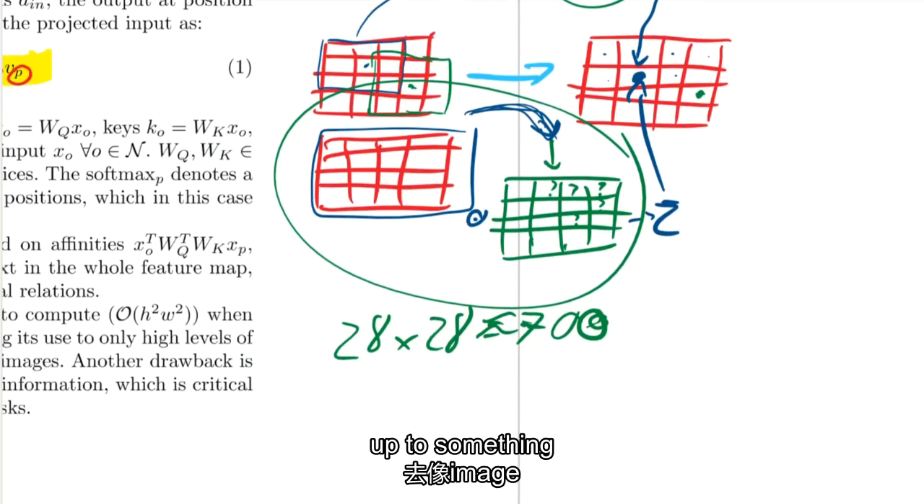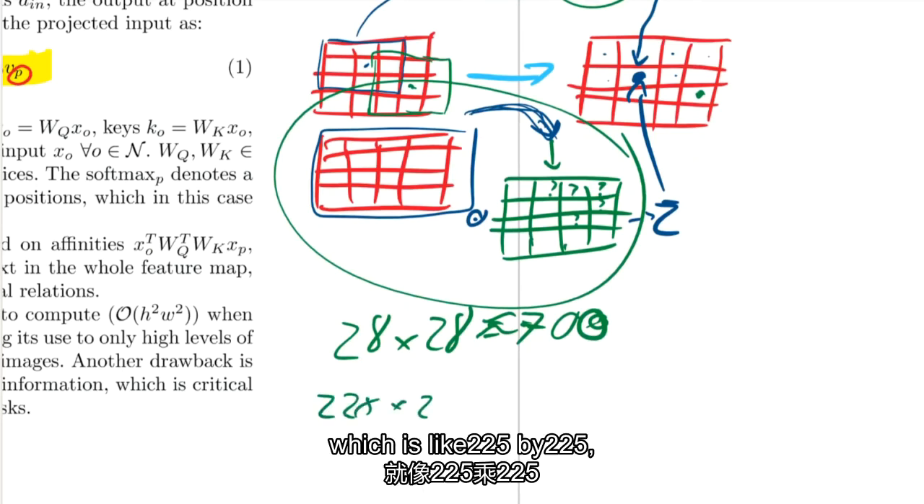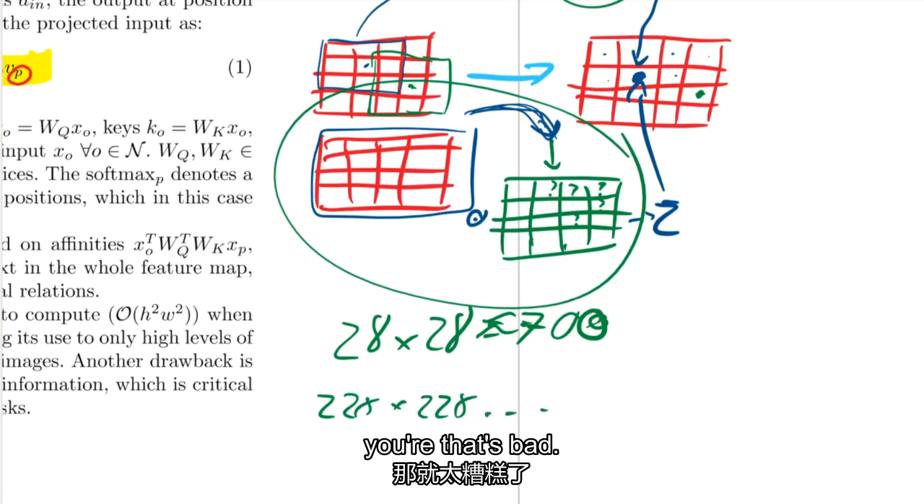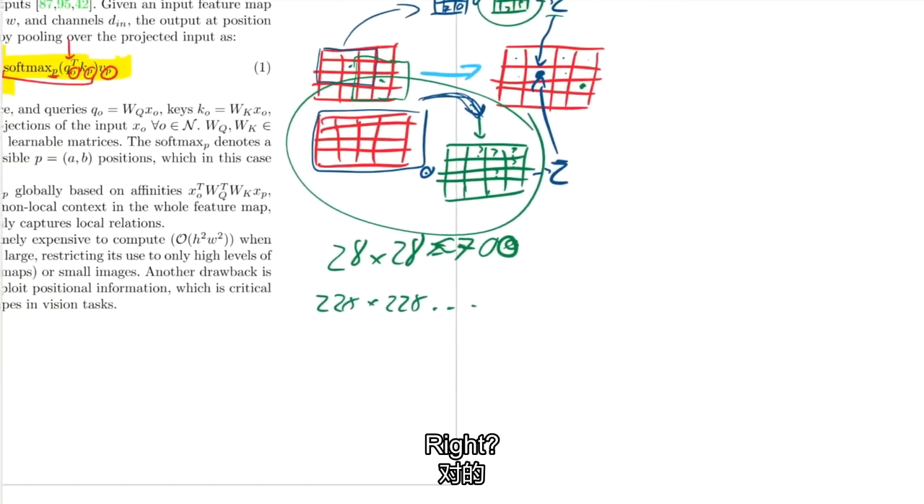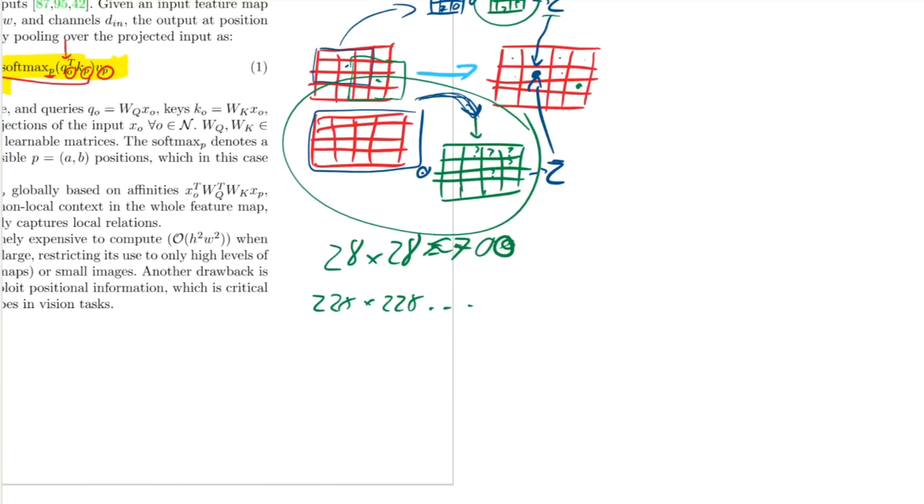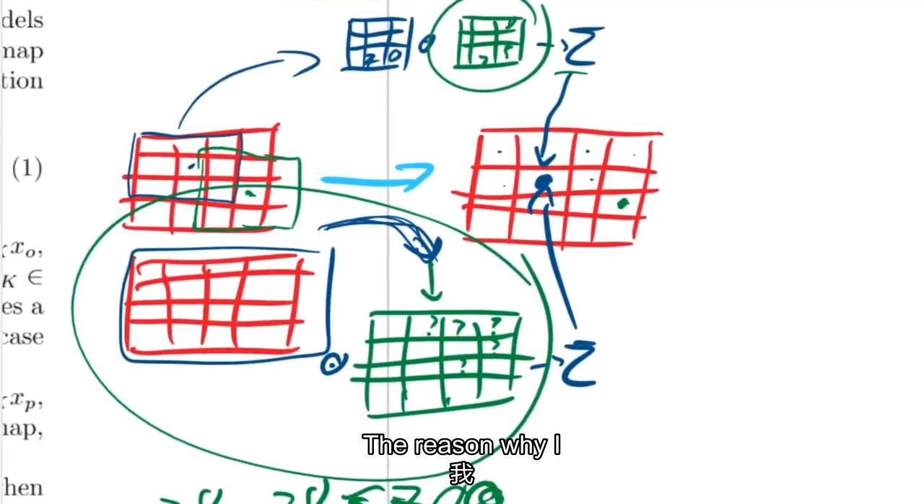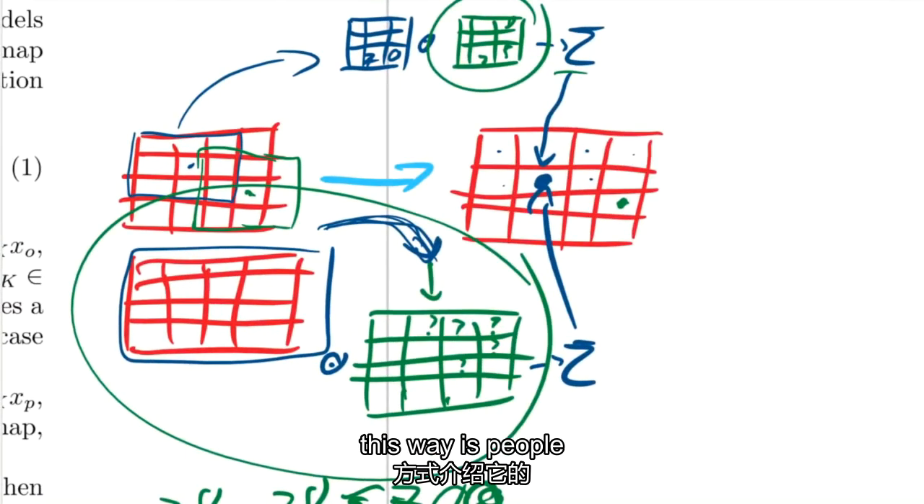So already with MNIST, you're in pretty shady territory. If you go up to something like ImageNet, which is like 225 by 225, that's bad, right? That's not good. So you have to come up with something else. People have been playing around with coming up with a compromise between the two. The compromise that this paper focuses on is the following.